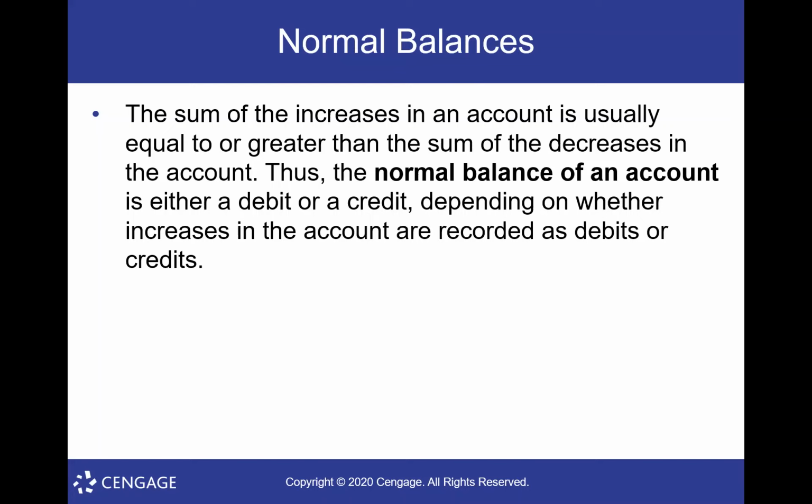Precision of language, right? So we have the normal balance, and if you look on the paper I gave you, the normal balance is always on the side that increases the account. So asset accounts have a normal balance on the debit side. Expense accounts have the normal balance on the debit side. Dividend accounts have a normal balance on the debit side. Liability accounts, stockholder equity accounts, and revenue accounts have a normal balance on the credit side.